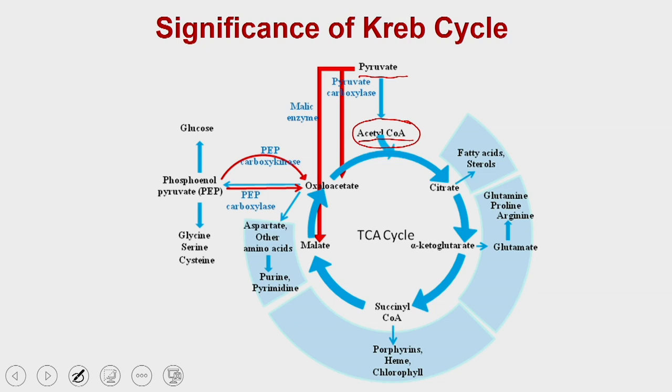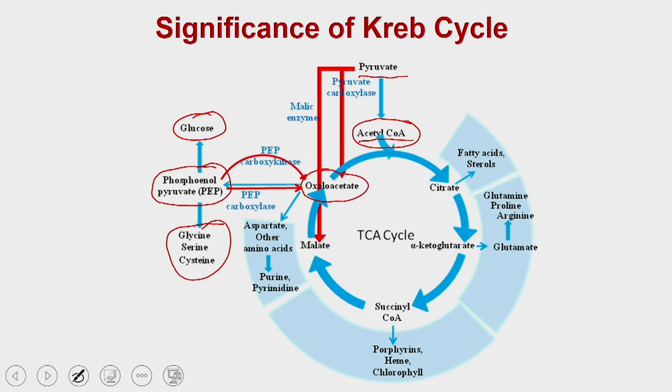And what you can see now is that oxaloacetate is also being channelized with phosphoenolpyruvate. The phosphoenolpyruvate can be converted back to glucose, and it also can be used to produce different types of amino acids. So, as you can see, the Krebs cycle is indirectly connected to phosphoenolpyruvate or carbohydrate metabolism, as well as the amino acid biosynthesis pathway, with the help of oxaloacetate.